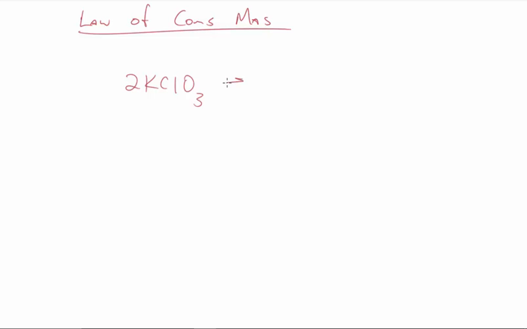Okay, so now we're going to move on and take a look at balancing with the law of conservation of mass. And I'm just going to abbreviate this, right? Law of conservation of mass. And so what does this actually say? Well, I'm going to give you an example here. 2KClO3 decomposes to 2 KCl plus 3 O2. So potassium chlorate breaks down and decomposes to give me 2 potassium chlorides plus 3 oxygens.